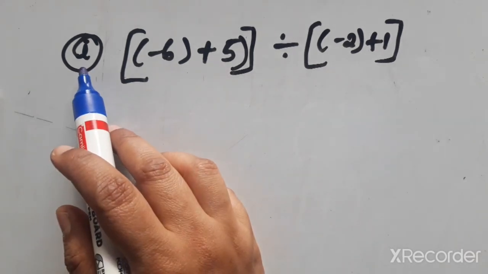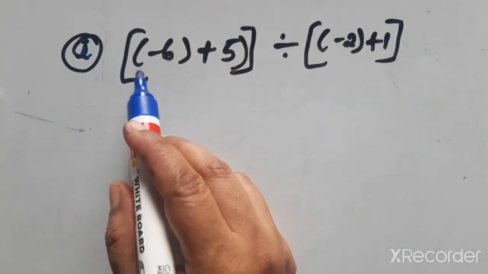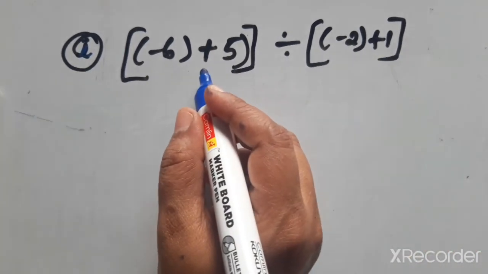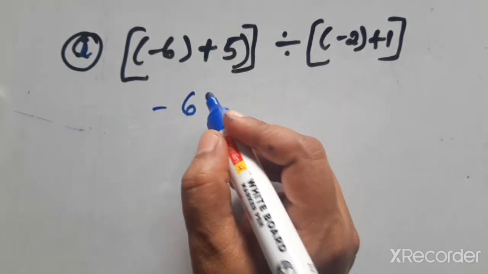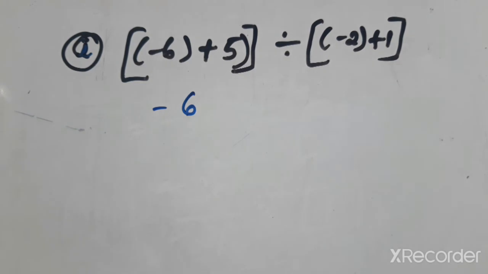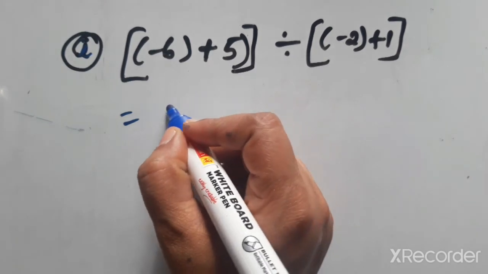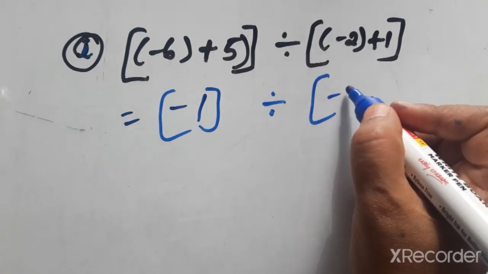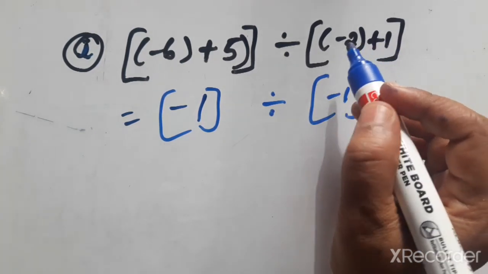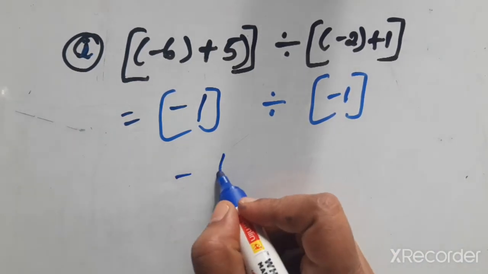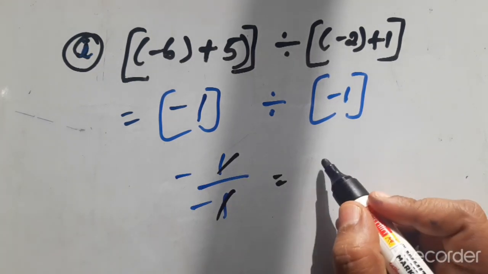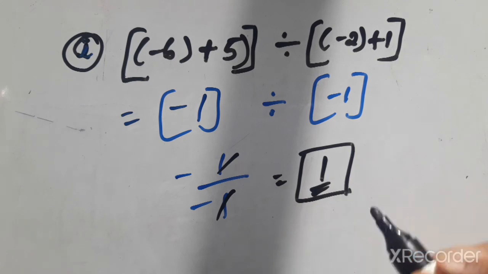Now I1, children. The question is minus 6 plus 5 divided by minus 2 plus 1. First simplify this and remove the bracket. Minus 6 plus 5 means how much? Minus 1. Now minus 2 plus 1 is minus 1. Different symbols mean subtraction, and the greater number's symbol is taken. So the answer is minus 1 by minus 1. 1 1s are 1. Minus into minus is plus. The answer is 1.